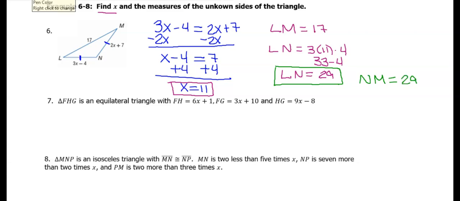And then if you notice from the diagram here, this is a classic example of where the diagram's not drawn to scale. So obviously I have a 29 and a 29. That's not a very good picture for those measurements.